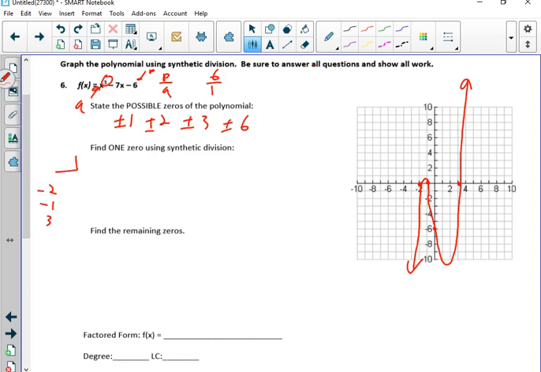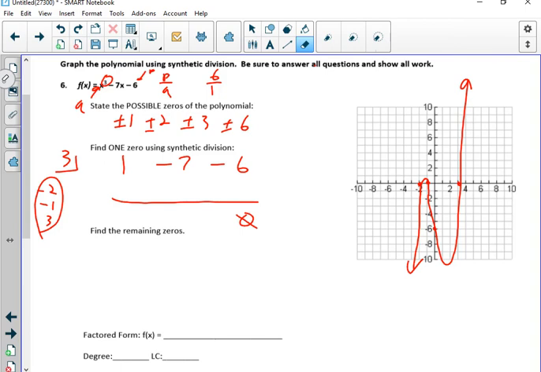Now, I get to choose any one of these numbers to put in this box. Negative 2, negative 1, 3. Doesn't matter. I'm going to pick 3. A lot of people do it because it's positive. It doesn't really matter. Now remember, here's what a lot of people did wrong in this problem in class. They went 1, negative 7, negative 6. And that will not end up with a 0 down here. Won't happen. Okay? And that should be your sign. If you get down to there and there's not a 0, something went wrong.